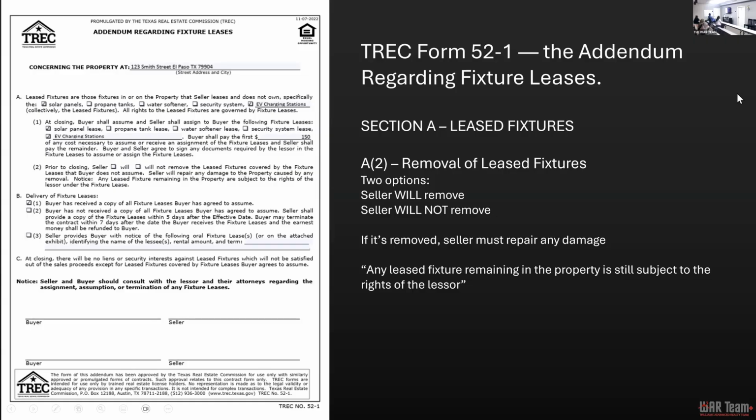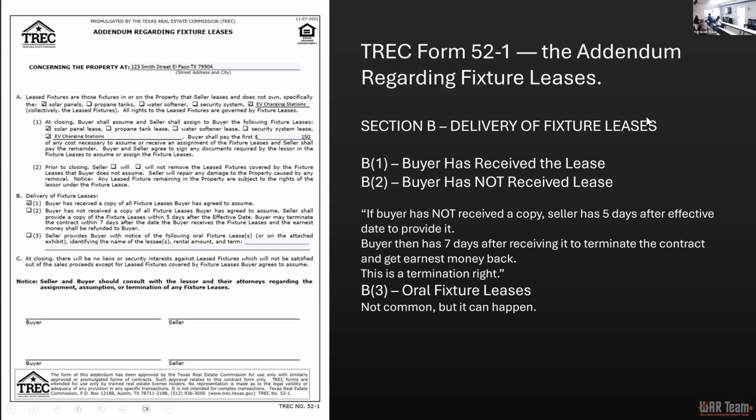Let's jump into B, delivery of the fixture leases. All right, now you have one of 3 options. You should only pick one of those. The first one is, hey, buyer has received a copy of all fixture leases, right? This section almost reminds me of the seller's disclosure. So if prior to execution the buyer has received all copies of the fixture leases and agreed to assume, you would check off number 1. They have received the lease.